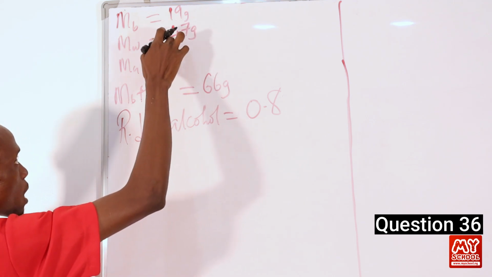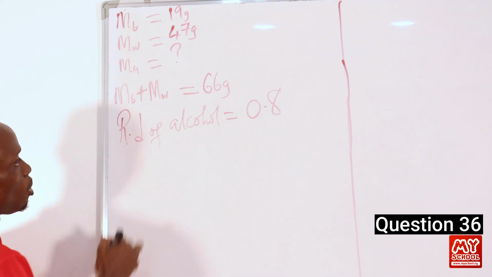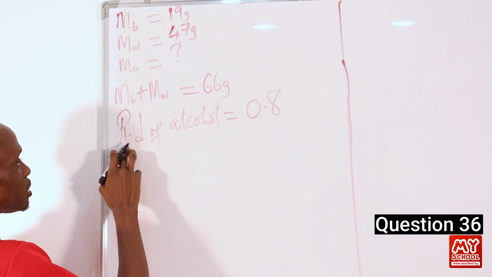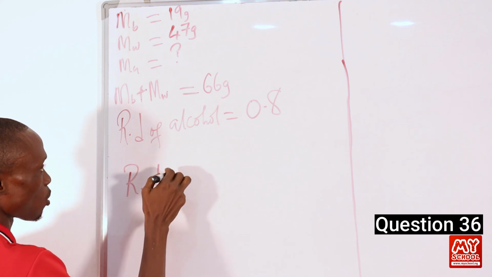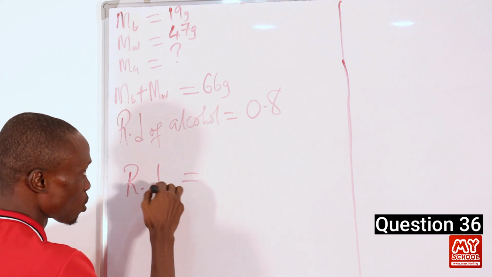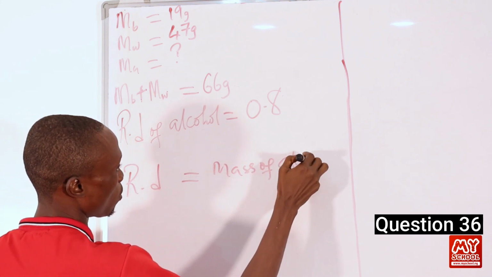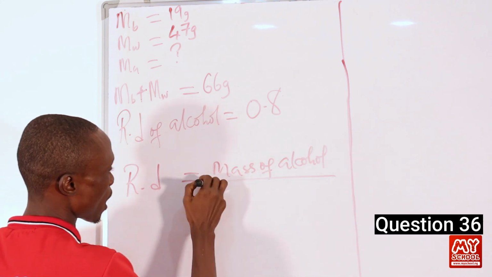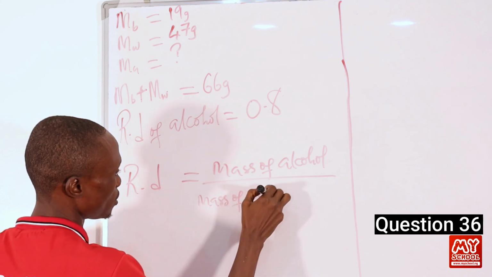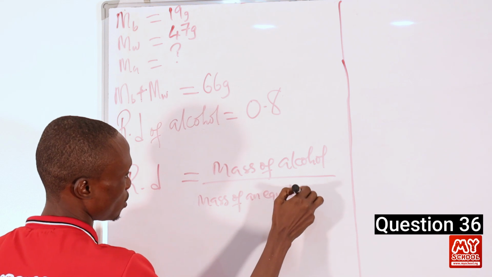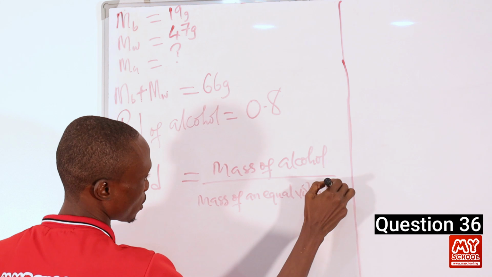So we already know the mass of the water to be 47 grams, but we don't know the mass of alcohol. We are only given the relative density of alcohol, and we know that the relative density of alcohol in this case will be equal to the mass of alcohol over the mass of an equal volume of water.